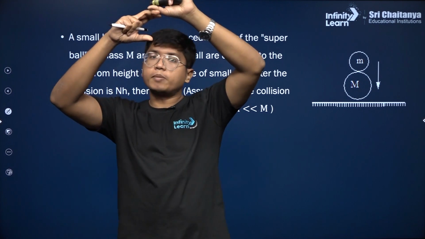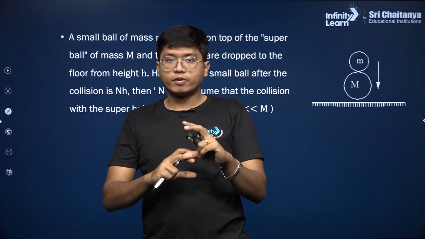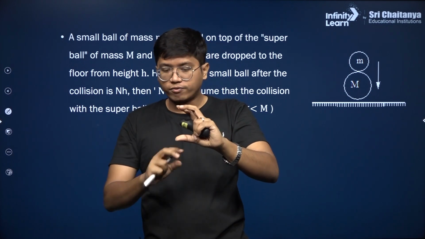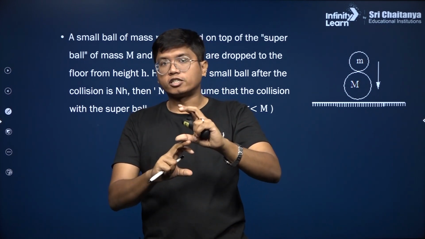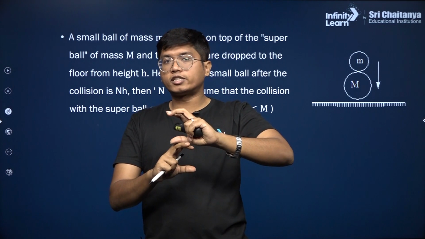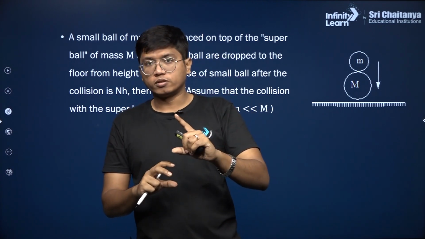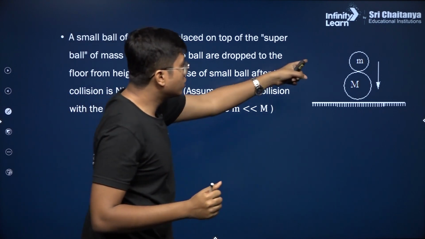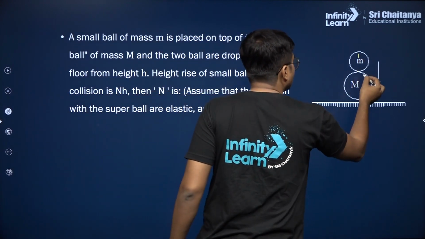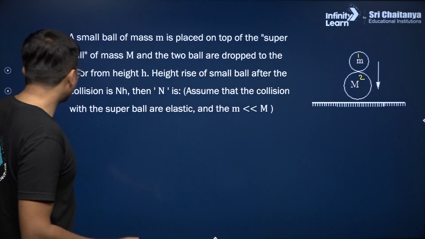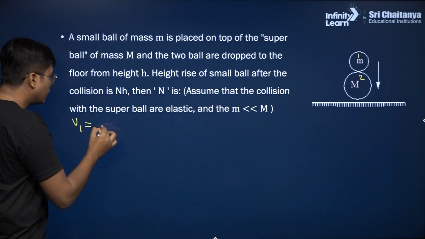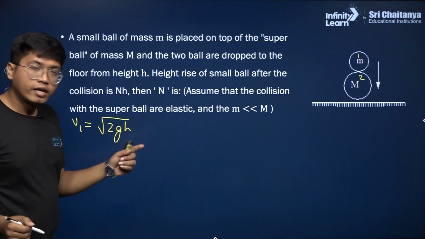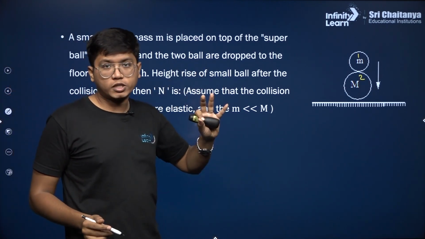Why? Because originally both are moving down with the same speed, right? But as soon as the first ball hits the bottom surface, its direction has changed, but the upper ball's direction has not yet changed. That is the moment of collision. And at that moment, what are the speeds? The speed of the first ball, let's call this ball 1 and this is ball 2. So the speed of the first ball, V1, is equal to root 2gh. If it has fallen through a height h, its velocity is root 2gh, right?